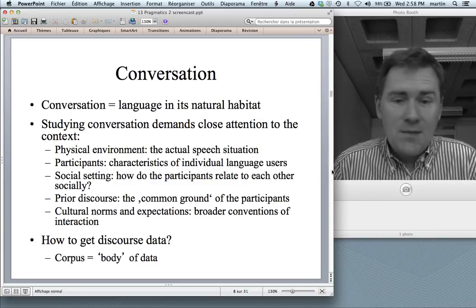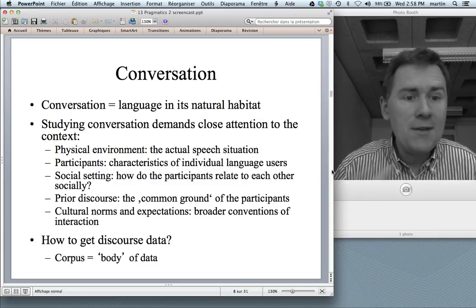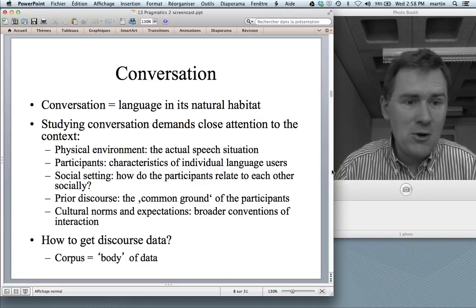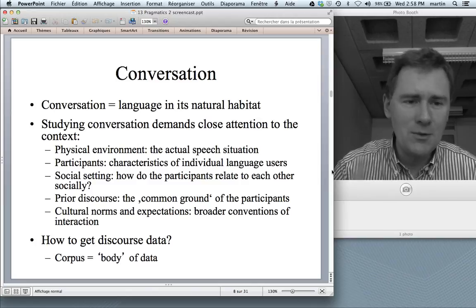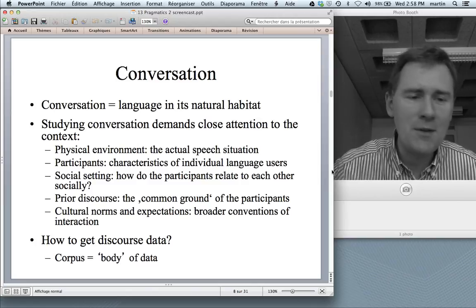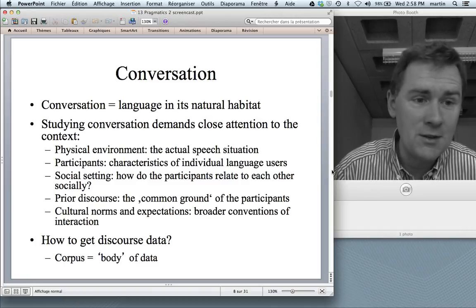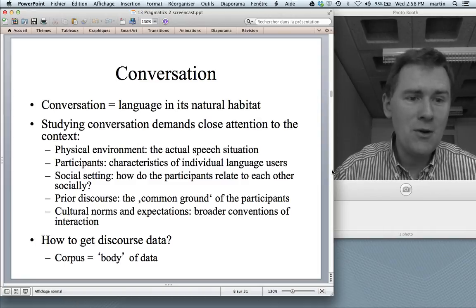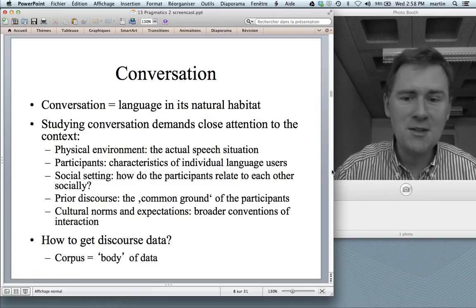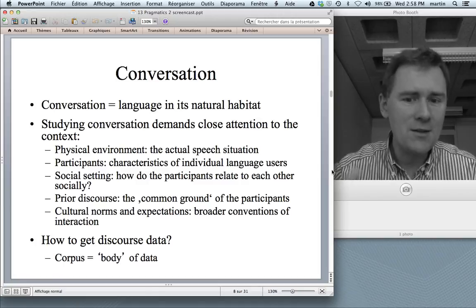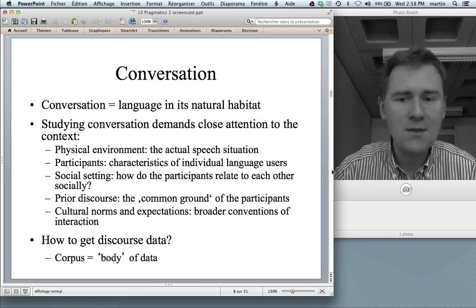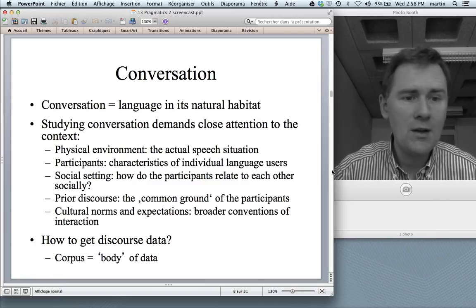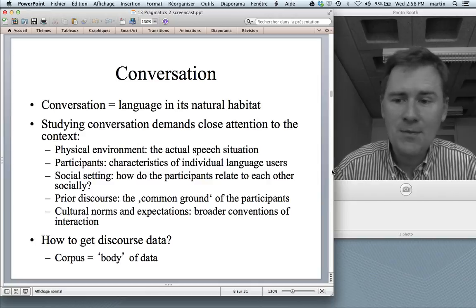Prior discourse. That's also part of the context. We might call this the linguistic context, the stuff that the talkers already talked about. Yeah? So you and I, we have talked about John and something that has happened to John. He has lost his wallet recently. And so you know that I know that, okay, John, we know John. We know that he always does clumsy things. This kind of stuff. That's the common ground of the participants. And that has an effect on how we talk about John and the things that he does.